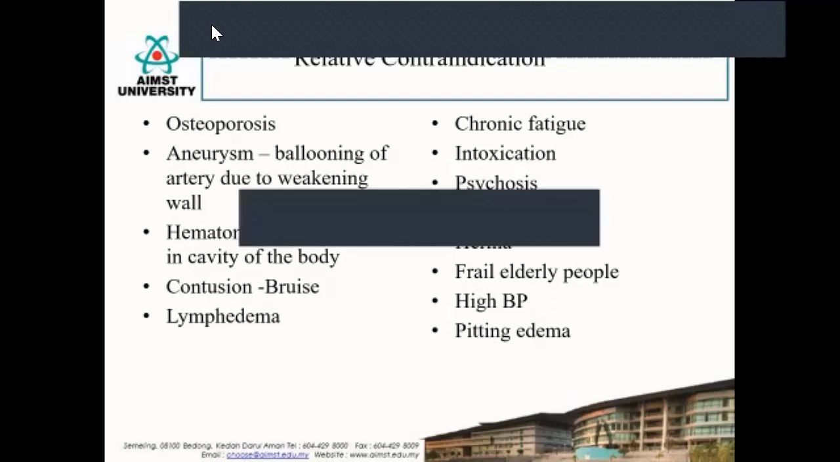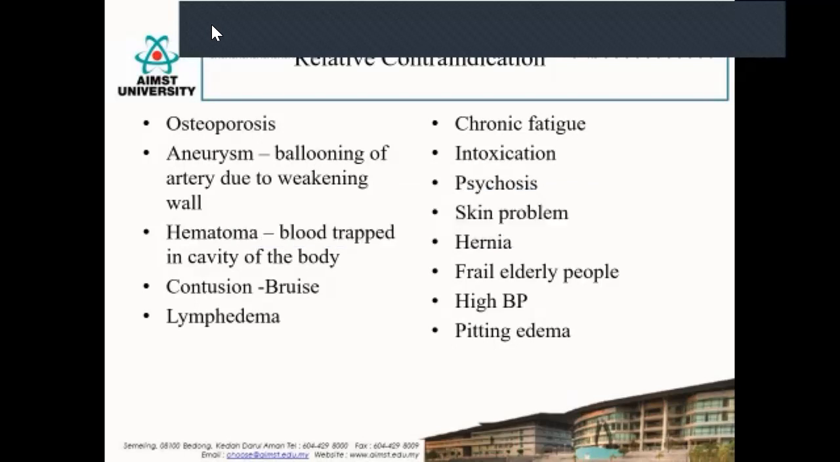Okay, next is relative contraindication. Relative contraindication means you can do massage, but you need to take a lot of precautions while doing massage. So first is osteoporosis. Osteoporosis means weak bone. So normally the bone has two activities taking place. One is osteoblast activity, another is osteoclast activity. Osteoblast activity means growing of the bone. Osteoclast activity means absorption of the bone.